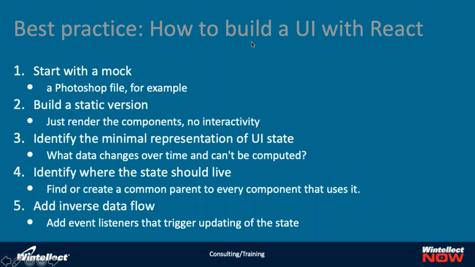Step 3 of building a user interface is to identify what is state in the application. So what data in your application changes over time and can't be computed based on something else. Step 4, you'll identify where the state should live. So if there are 3 components that all use the same data that comes from a database, you need to have some component at a level higher in the hierarchy that can feed data to those 3 components. And then step 5 is to add event listeners and trigger updating of the stateful data.